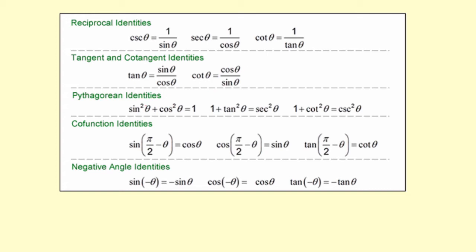Pythagorean identities. Sine squared theta plus cosine squared theta equals 1. And then there are two others you can see here involving tangent squared and secant squared, cotangent squared, cosecant squared.